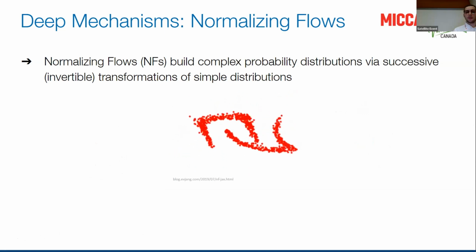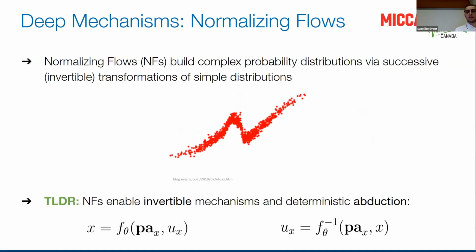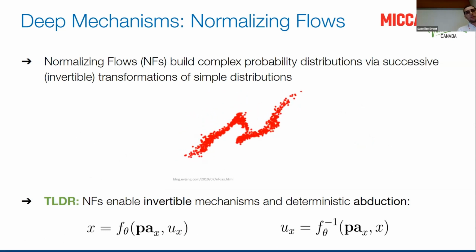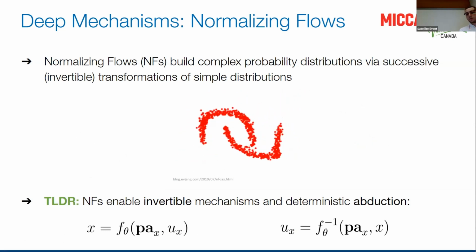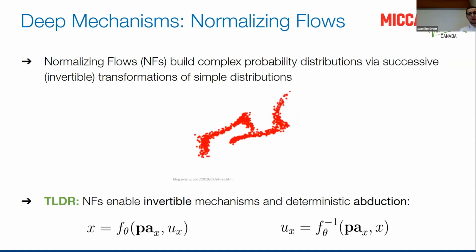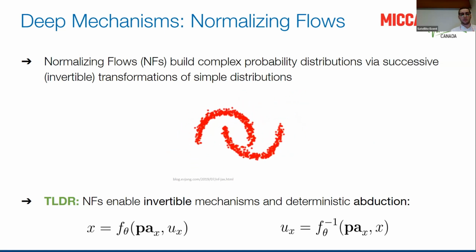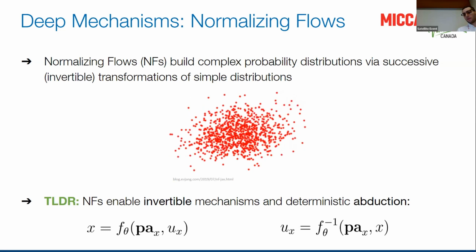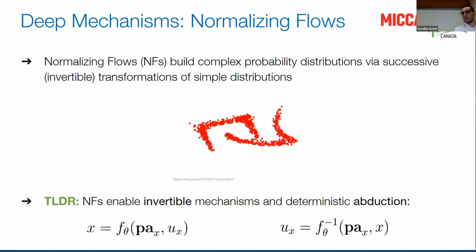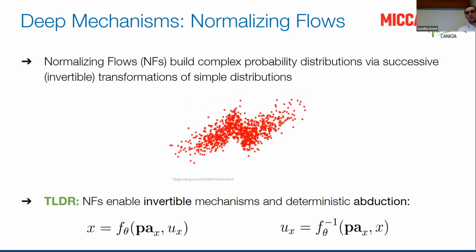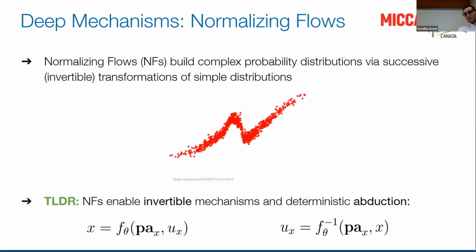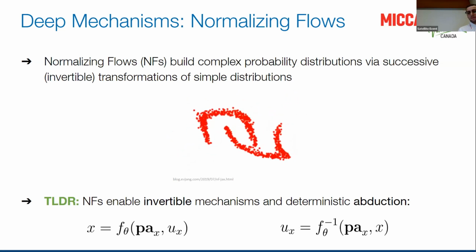Now for scalar quantities, this is pretty nice because it gives us invertible mechanisms and allows us to perform deterministic abduction. So here, the mechanism for some variable x is a function of its parents and the noise, like we said. And because we define these invertible transformations, we can invert the normalizing flow and retrieve the noise.